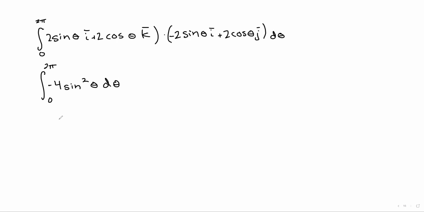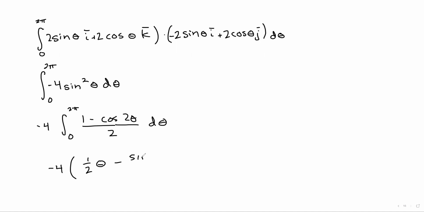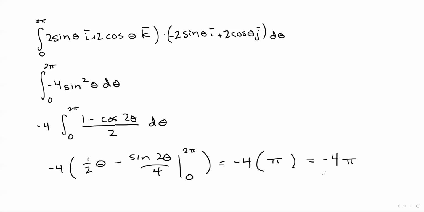All right, to go through and do this, you've got to pull out the negative 4, 0 to 2 pi. You do the double angle identity here. It's 1 minus cosine 2 theta over 2 d theta. So we get negative 4. And then the antiderivative here is going to be 1/2 theta minus sine 2 theta over 4, 0 to 2 pi. So we're going to get negative 4. So this guy is going to be 0 at both ends. And so we're going to get 1/2 times 2 pi, which is going to be pi. And so it looks like we get negative 4 pi.